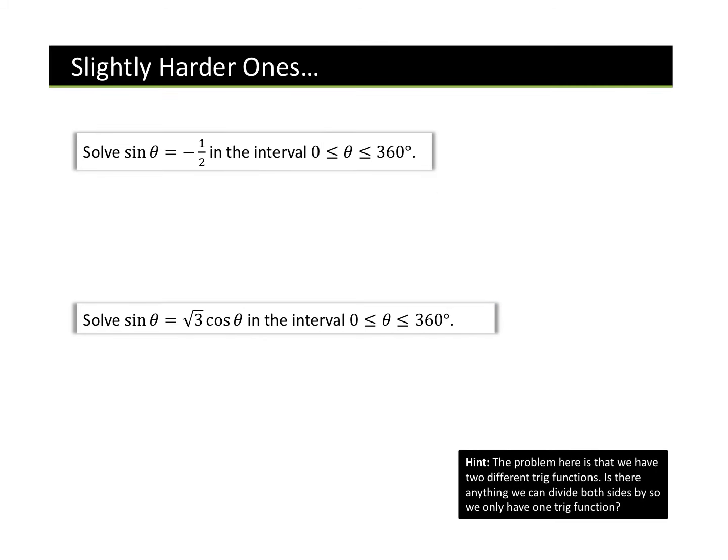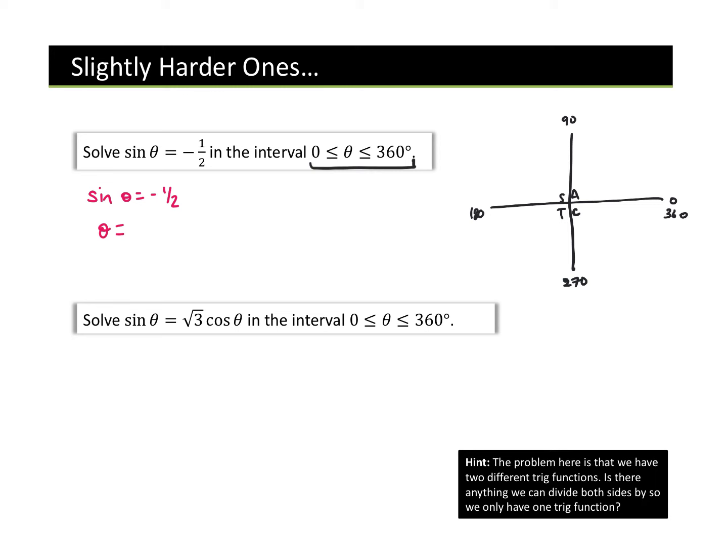Solve sine theta equals negative a half in the interval 0 is less than theta is less than 360. So for our interval, we know our CAST diagram, with 0, 90, 180, 270, 360. We're only going in this interval between 0 and 360, so we're just doing one whole loop, okay? So sine theta equals negative a half.